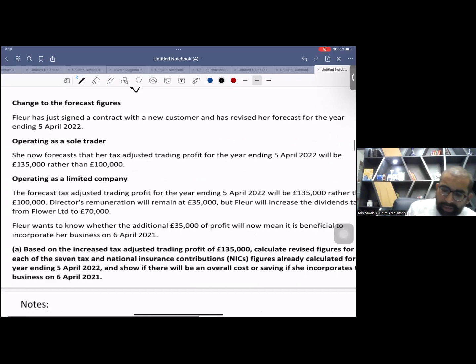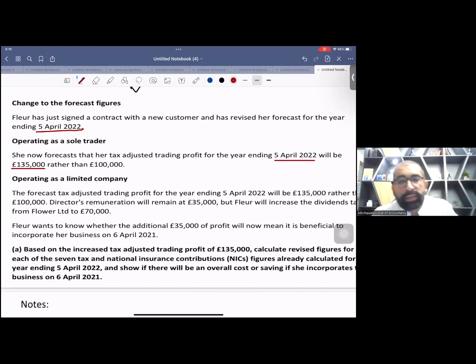See this. Fleur has just signed a contract with a new customer and has revised the forecast for the year ended 5th April 2022. Now the new profit is not 100,000, it's going to be changed. She now forecasts that her tax adjusted trading profit for the year ending 5th April 2022 will be 135,000 rather than 100,000. So use your brain. There is an increase in trading profit by 35,000.